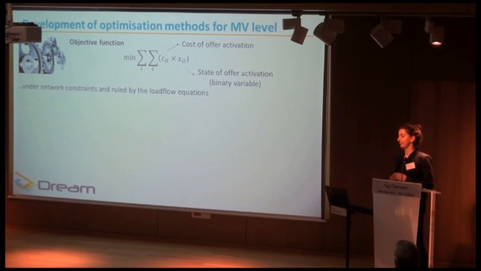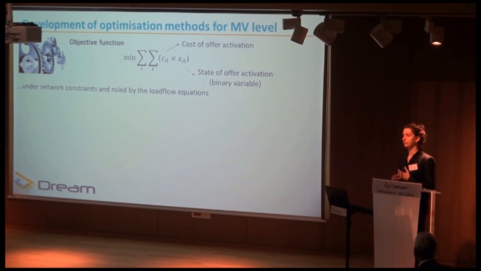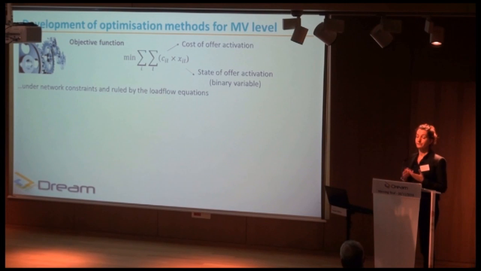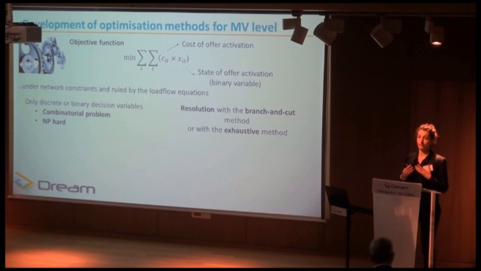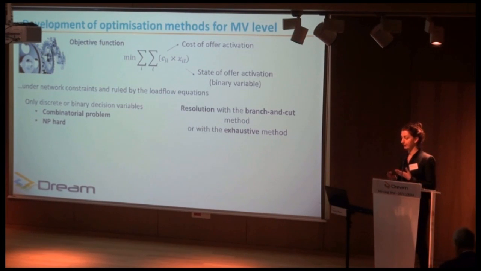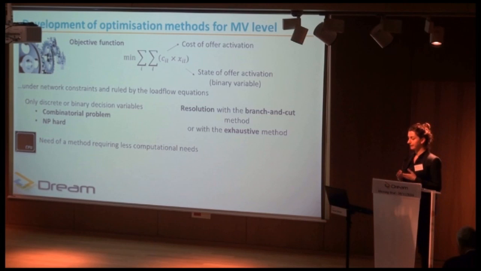And in order to create this kind of solution, I developed an optimization method which was aiming to minimize the total cost of flexibility activation while giving some services to the DSO. And this objective function is quite difficult to solve because there are lots of variables and the problem is combinatorial. So in order to integrate this optimization inside the field, so inside the RTUs which are deployed, we need some methods that require less computational effort.